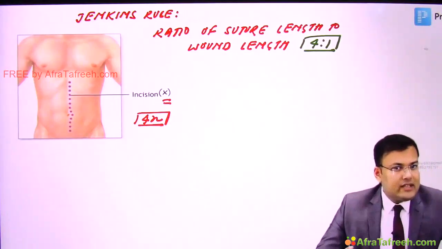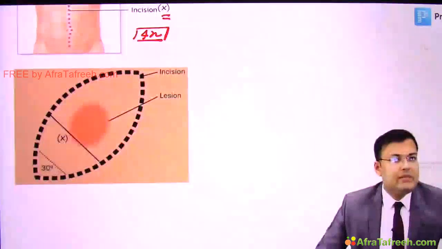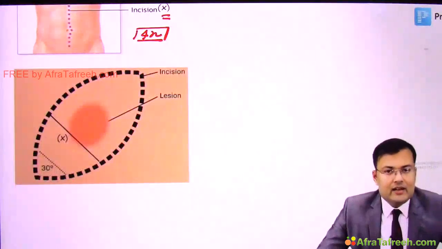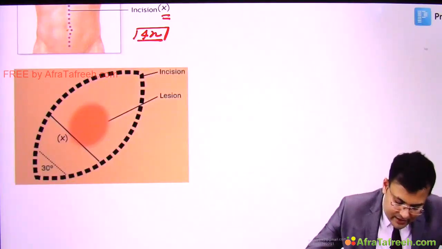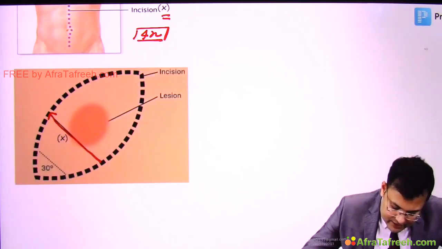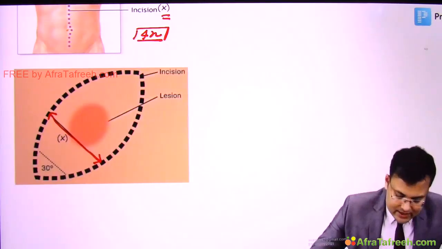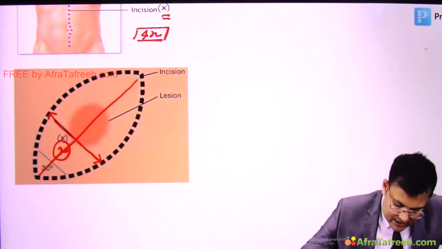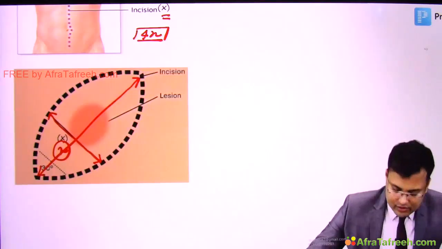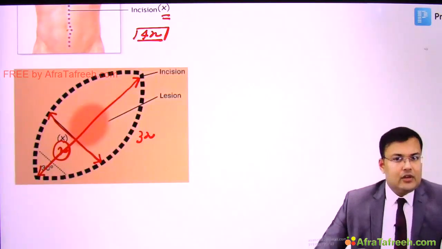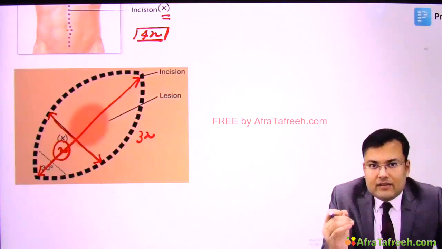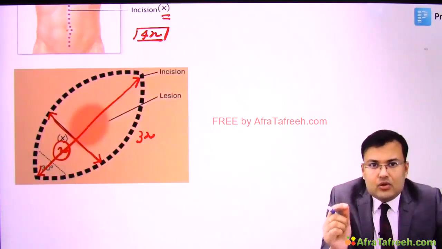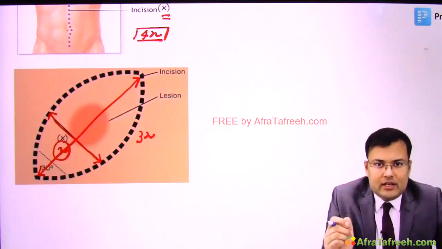Now suppose there is an elliptical incision, and you want the healing to occur without tension. If the width of this elliptical incision is x, what should be the length of the incision? It should be 3x. So for an elliptical incision, you want healing to occur without tension, so the length to width ratio should be 3:1, right?